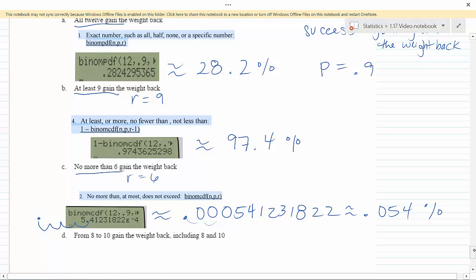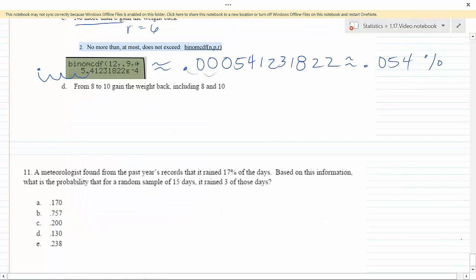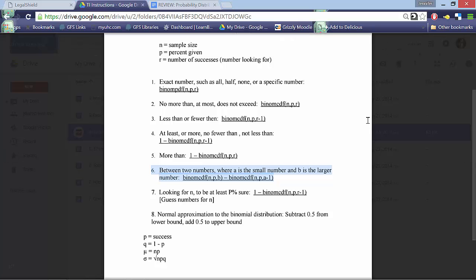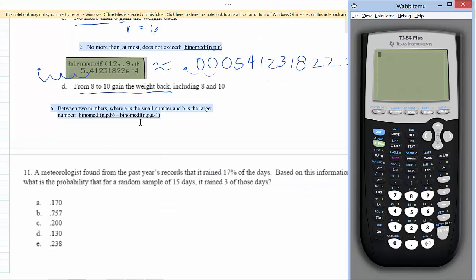And then if we look at part D, we want to find from 8 to 10 gain the weight back, including 8 and 10. We see here number 6 is between 2 numbers, where A is the small number and B is the larger number. So we're going to use number 6 from the sheet. B is the larger number, so that's 10. A is the smaller number.